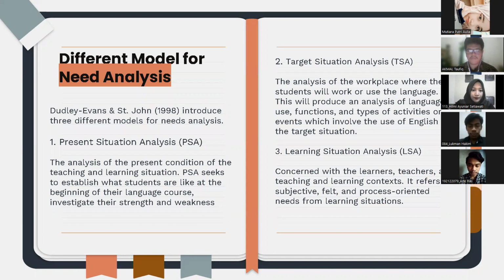And then the result of the three analyses is that needs analysis is the starting point in the process of syllabus design in ESP. So although needs are defined differently, and the type of need as well as its approaches may vary, the purpose of needs analysis is to form a basis on which a language syllabus can be designed.